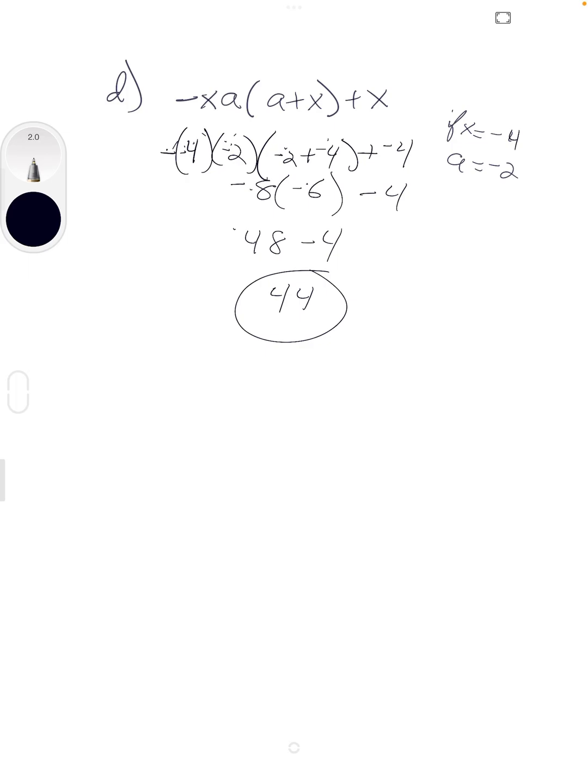Again, you're just saying, what is X? What is A? Put them in. If they were different numbers, you would get a different answer. That's what algebra is all about, is a formula with a different answer.